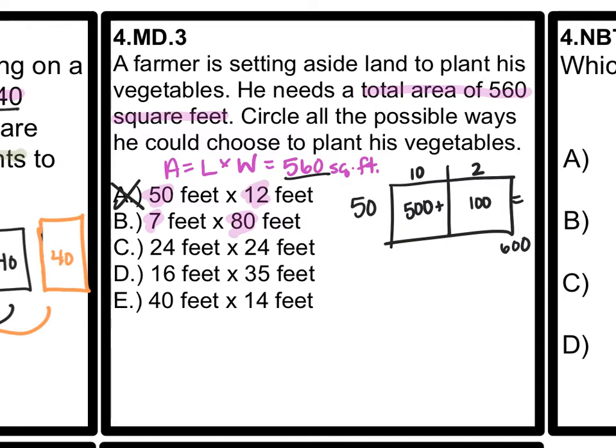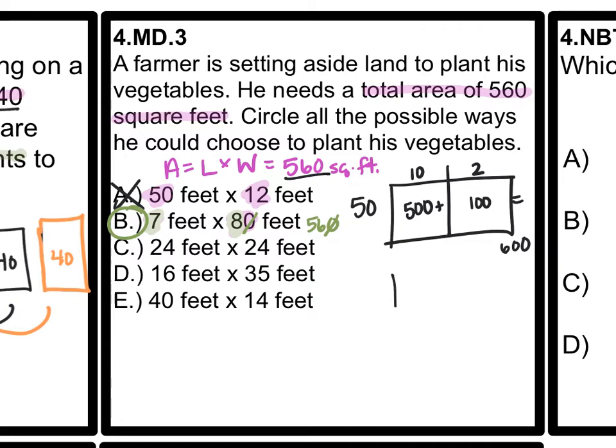Now the next one I'm looking at is 7 feet by 80. If I look at this in green, I can just do 7 times 8 with a 0 at the end. So 7 times 8 is 56. And then I add this extra 0 at the end. So I see that this does equal 560. So B is an option. For C, I see that I need to multiply 24 feet by 24 feet.